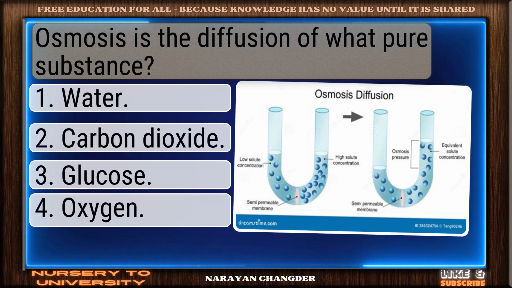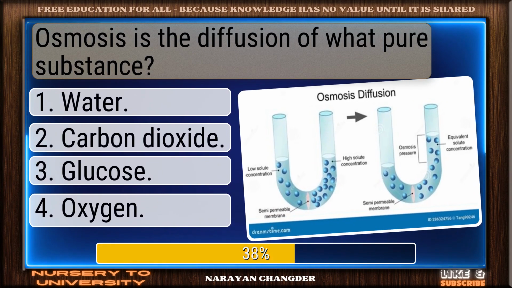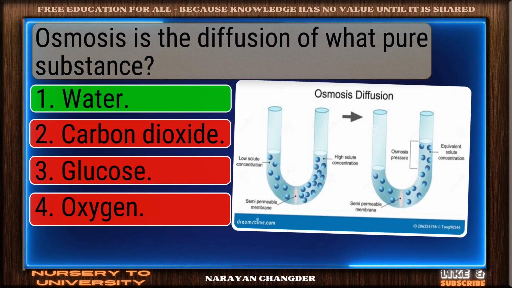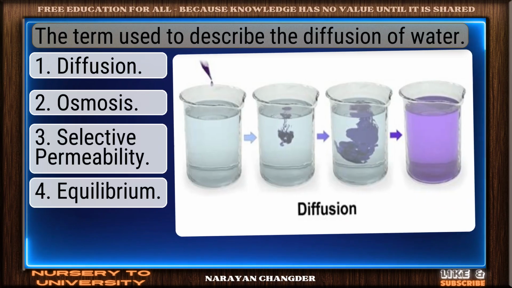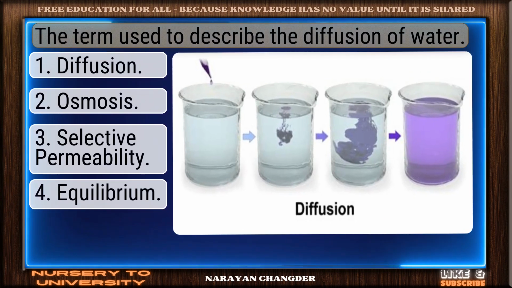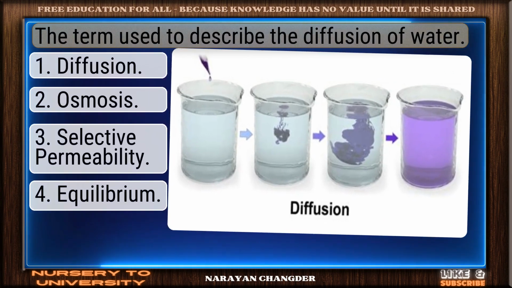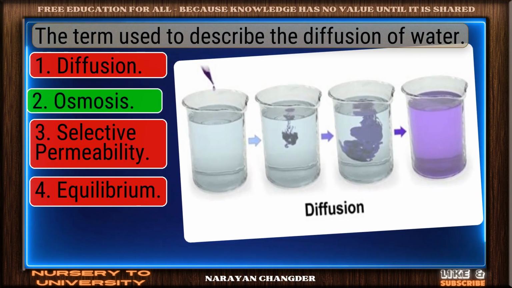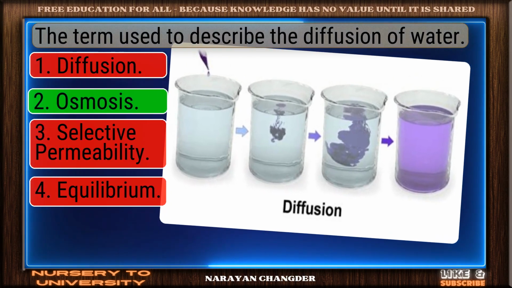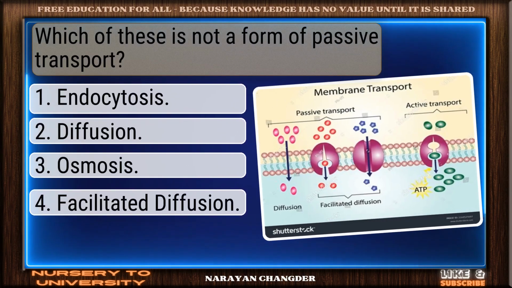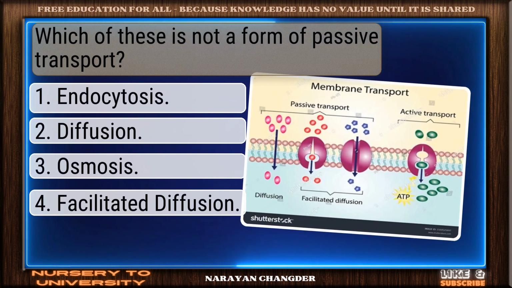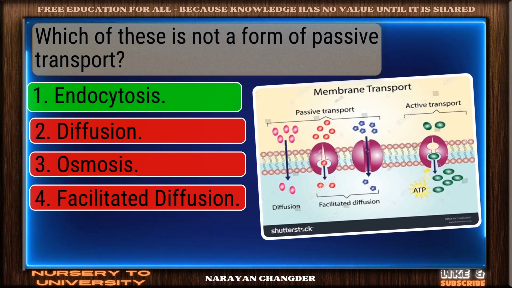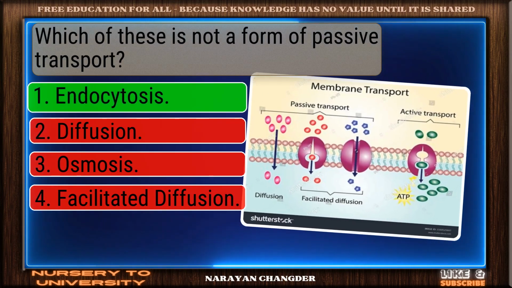Osmosis is the diffusion of what pure substance? On track. Water is the correct answer. The term used to describe the diffusion of water. Strong choice. Osmosis is the right answer. Which of these is not a form of passive transport? Perfect. Endocytosis is the correct choice.